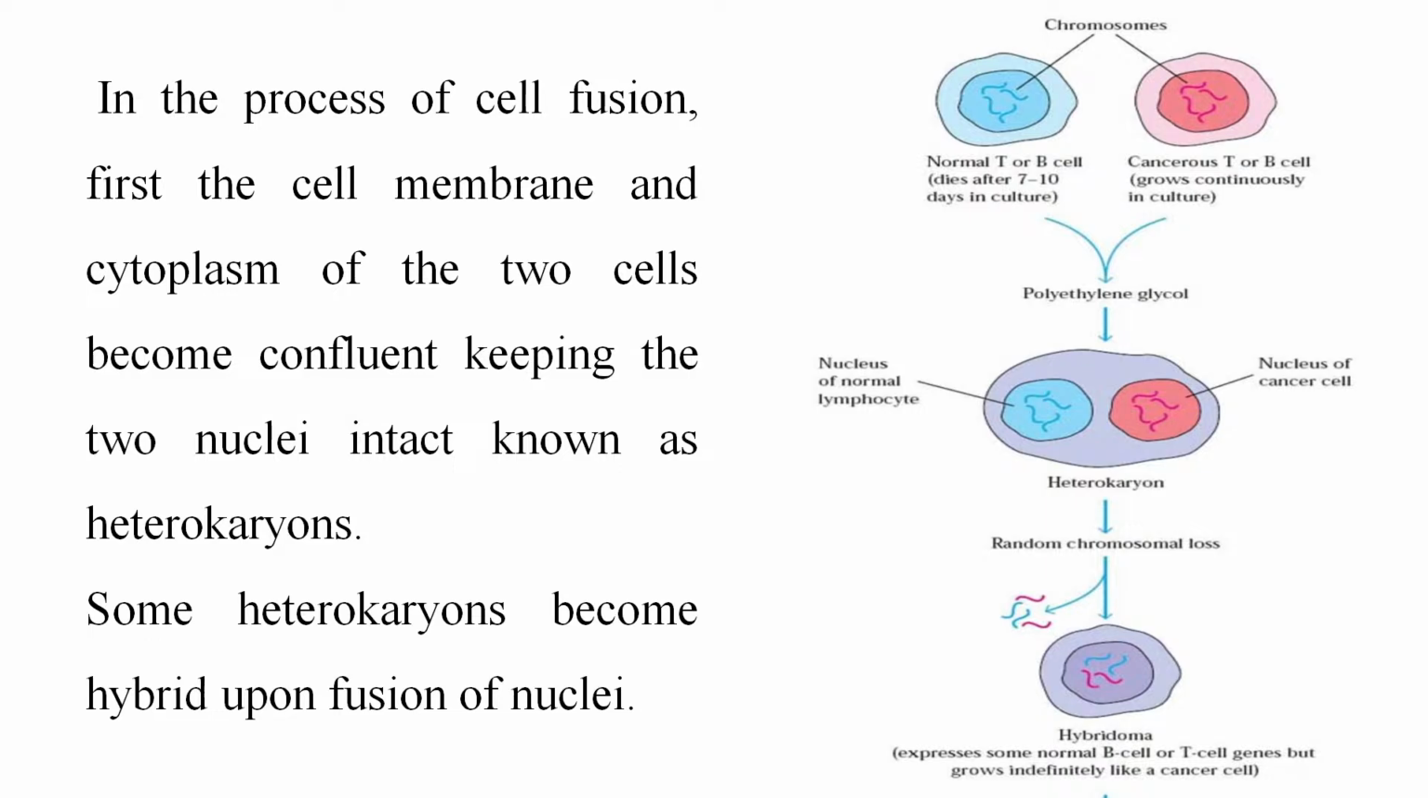At the first step, you have the heterokaryon formation. You can clearly see the two nuclei, the blue and the red, separate. And at the second step, you have the hybridoma being formed, which has a fused, single nucleus containing the genes of both the B cell and the myeloma cell.